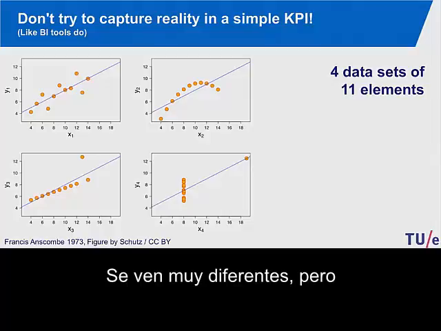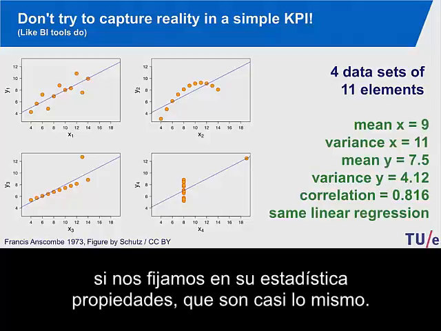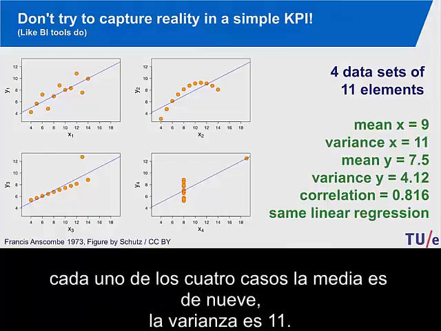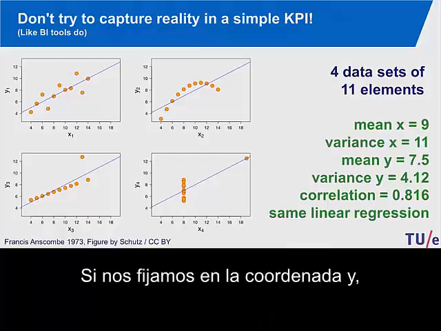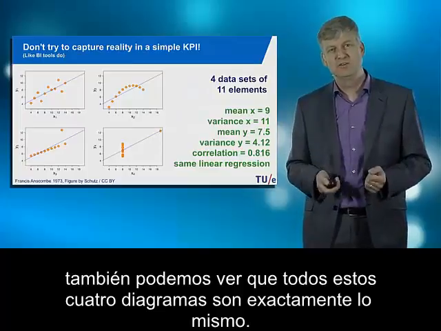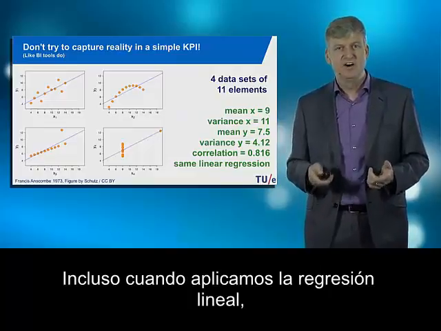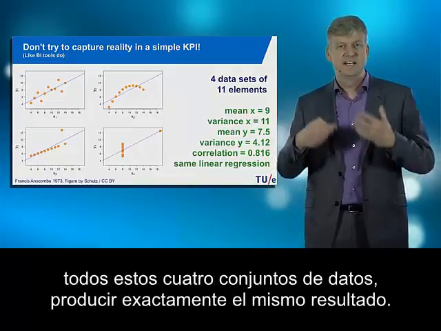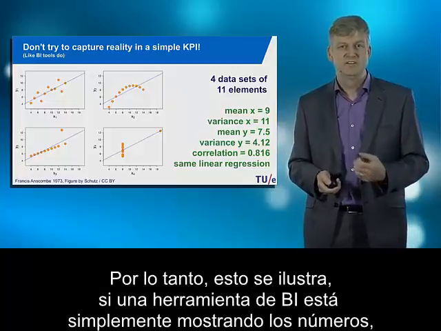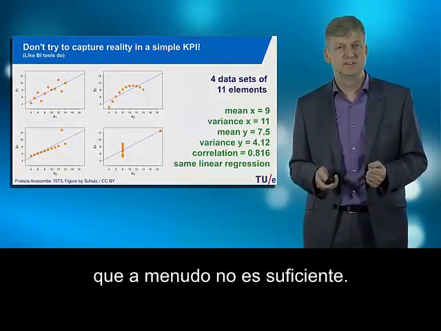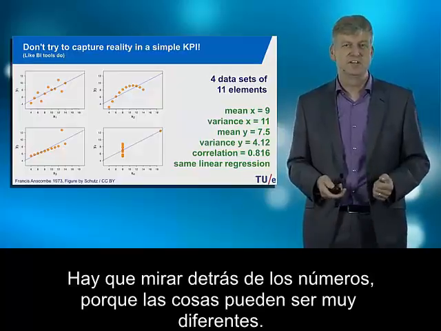They look very different, but if you look at their statistical properties, they are almost the same. So if we look at the mean x-coordinate of these 11 elements, in each of the four cases, the mean is 9. The variance is 11. If we look at the y-coordinate, we also can see that all of these four diagrams are exactly the same. Even when we apply linear regression, all of these four data sets yield exactly the same result. So this is illustrating that if a BI tool is just showing numbers, that is often not sufficient. You have to look behind the numbers because things can be very different.